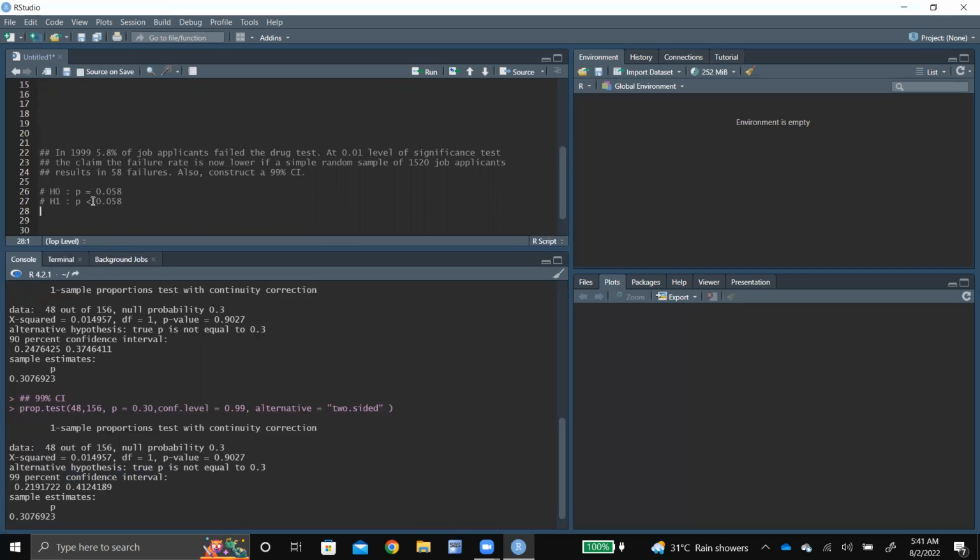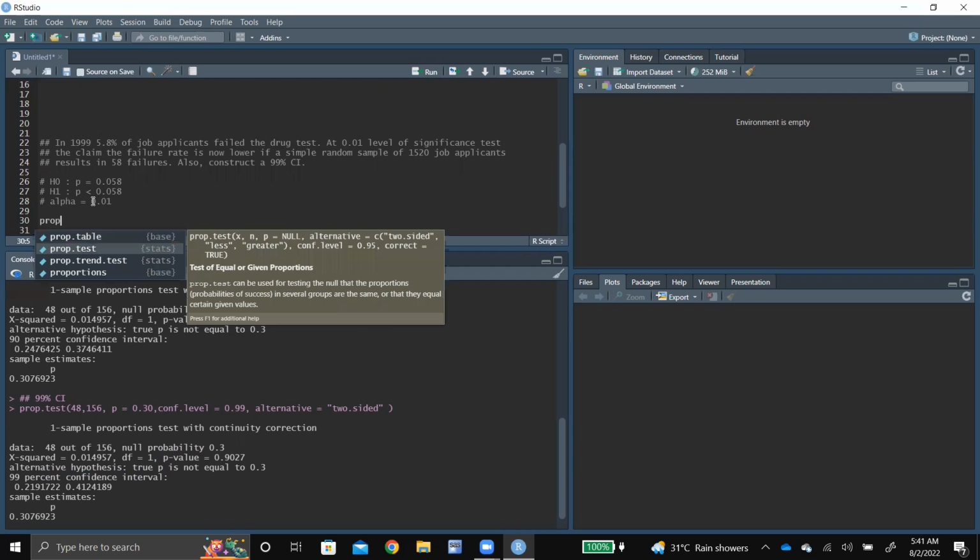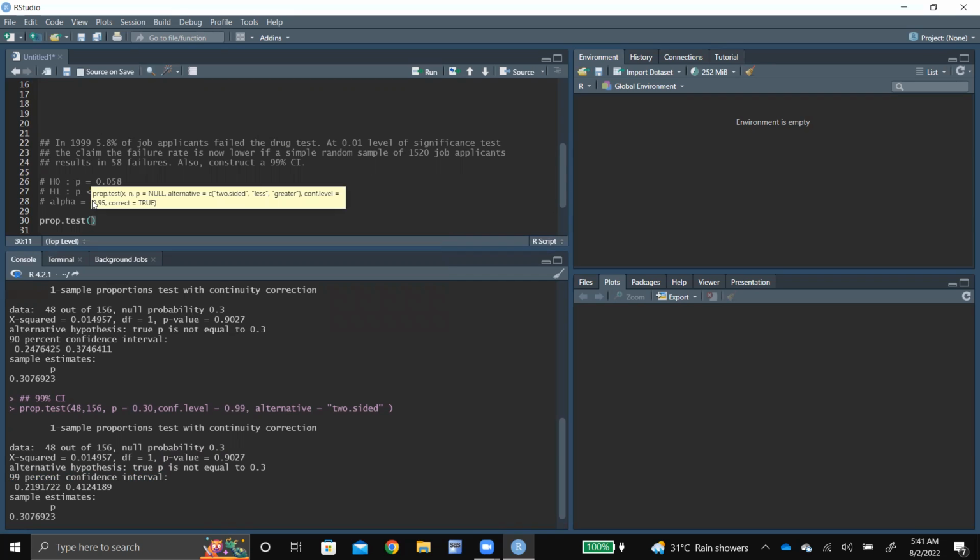Okay. Next, what is the value of alpha? What do we need to compare against? The level of significance alpha over here is 0.01. Since we know this, and also we know the number of successes and the total number of observations, we can use the prop.test. Using the prop.test over here, x, the first argument, represents the number of successes, or the number of failures. In this example, we have 58 failures. The total number of observations is 1520.